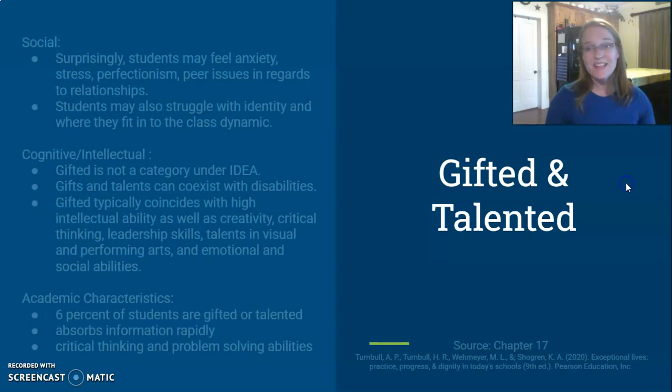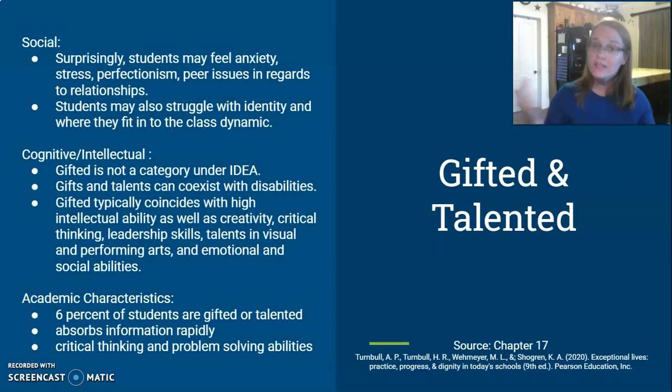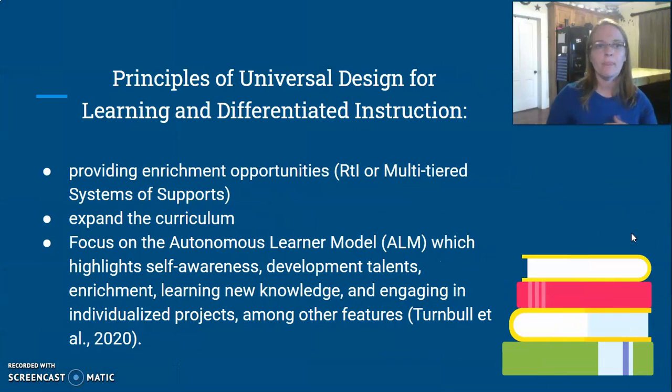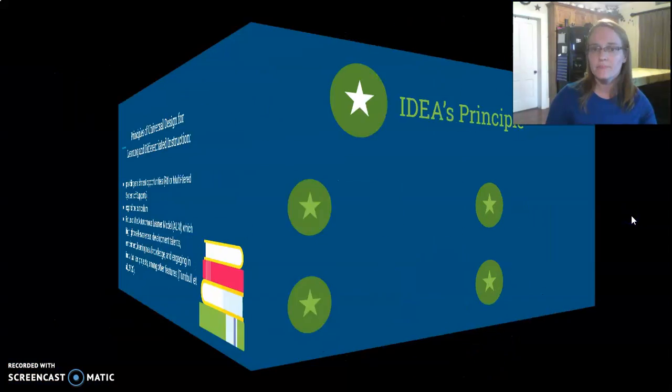For gifted and talented, this is actually not a category under IDEA. However, it is a category that you need to address because surprisingly, students feel anxiety, stress, the need for perfectionism, peer issues in regards to not understanding where they fit in because they do feel like they are different. So, providing opportunities for them to excel, giving them opportunities to extend the curriculum and going after things they have an interest in. As well as focusing on the autonomous learner model, which highlights self-awareness and development of talents.